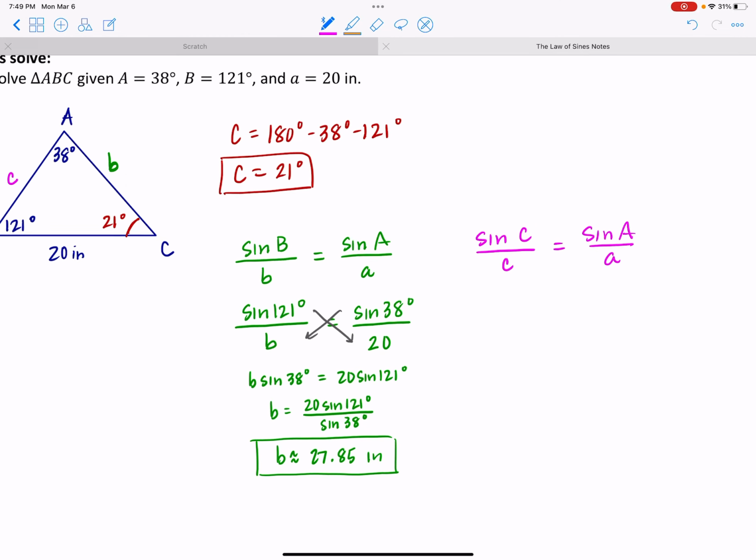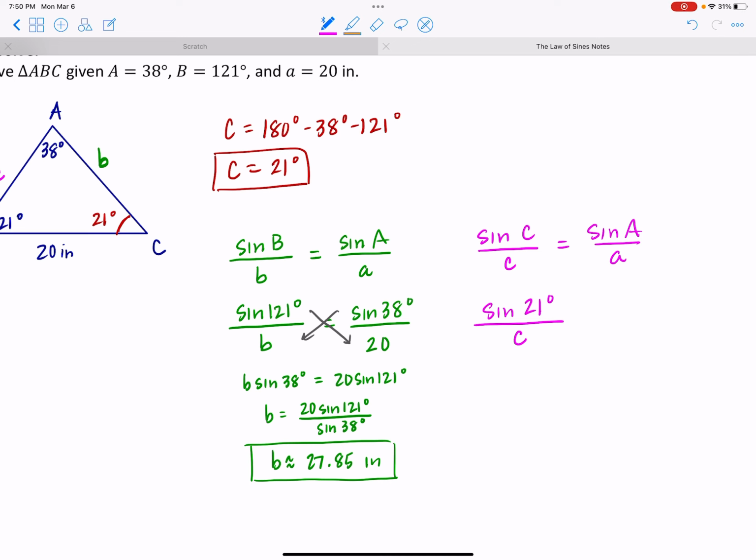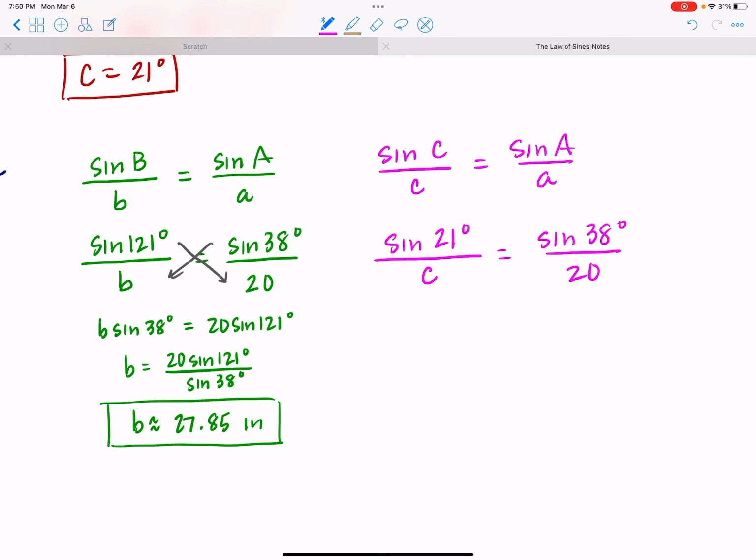So this looks very similar to what we did over here. So we're going to say the sine of angle C, which is 21 degrees, divided by its corresponding side length C, which is our unknown. That's going to be equal to, again, the sine of A was 38, and its corresponding side length was 20. So in the solving, we have basically what we have in the previous problem. The difference is instead of the sine of 121, it's the sine of 21, and instead of a B, it's a C. So if you wanted to jump to the solved form here, I could totally understand that. If not, I don't want to lose anybody here, I'll just cross multiply.